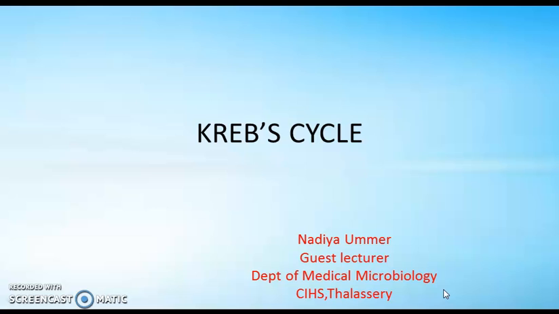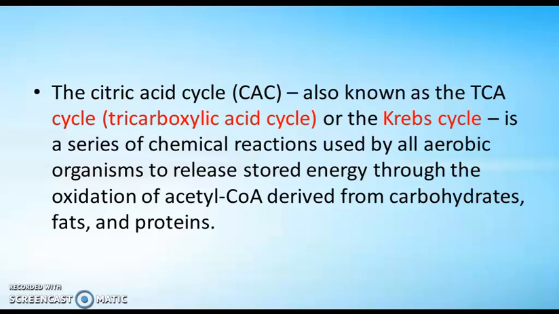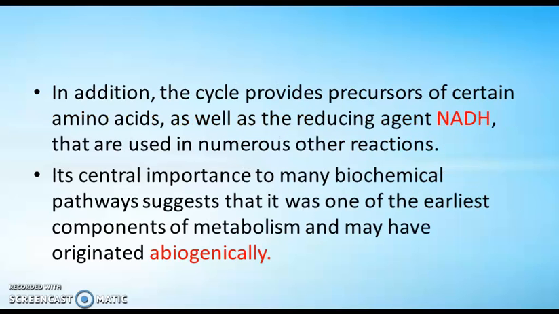Today we are going to discuss the Krebs cycle, also known as the TCA cycle or tricarboxylic acid cycle. It is a series of chemical reactions used by all aerobic organisms to release their stored energy through the oxidation of acetyl-CoA. And this acetyl-CoA can be derived from carbohydrates, fats and proteins.